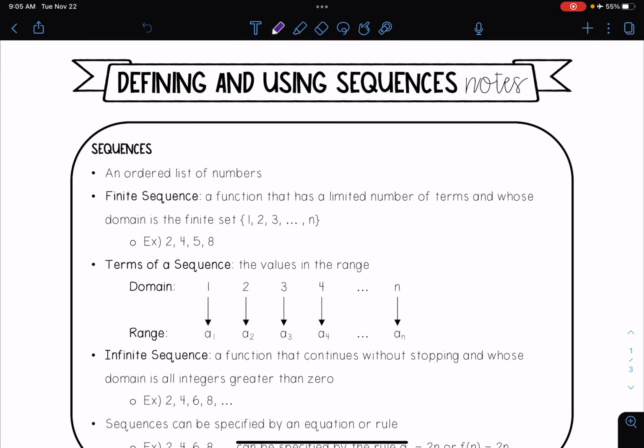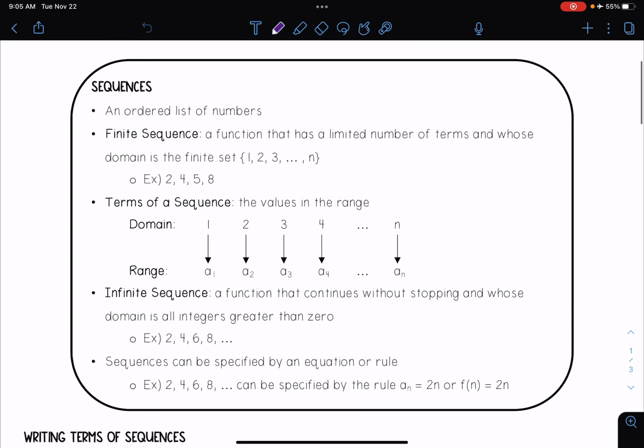Hello everyone, today we'll be talking about defining and using sequences. So first, for some vocabulary, a sequence is an ordered list of numbers, and we have two different types of sequences that we can see. The first one is a finite sequence, and this is a function that has a limited number of terms and whose domain is the set 1, 2, 3, all the way to n, however many terms there are in that.